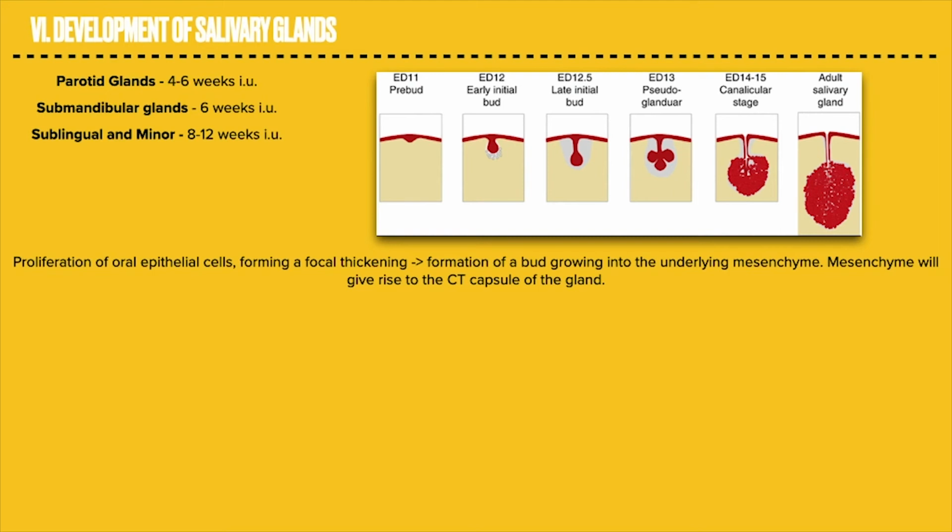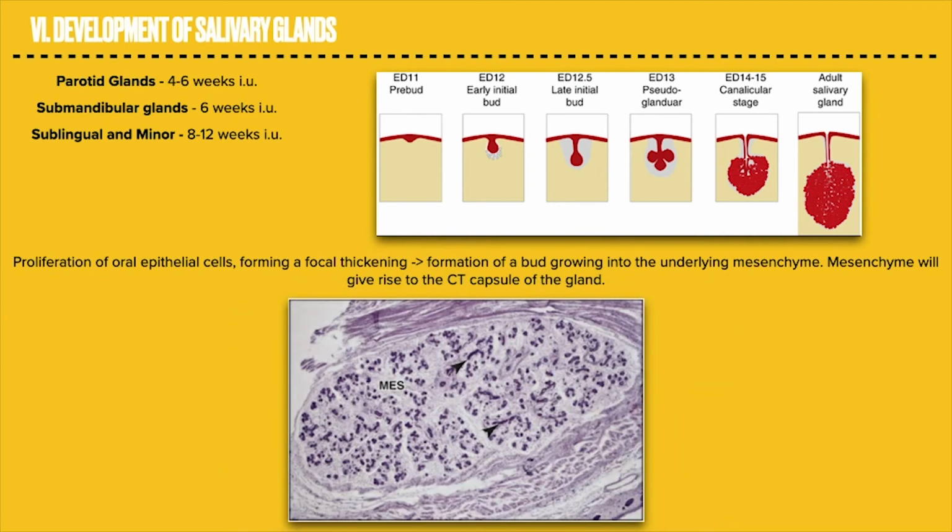Continued growth results in the formation of a small bud connected to the surface by a trailing cord of epithelial cells, with mesenchymal cells condensing around the bud. Mesenchyme will give rise to the connective tissue capsule of the gland. Proliferation of the epithelium into the underlying mesenchyme results in long epithelial cords, which are pointed by arrowheads. These cords undergo repeated dichotomous branching. The mesenchyme here, MES, has condensed around the developing glandular epithelium.